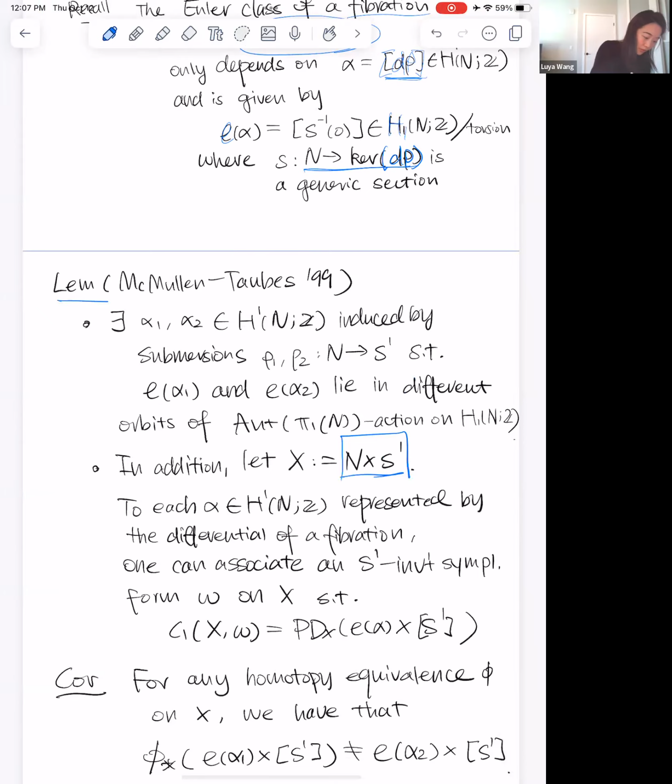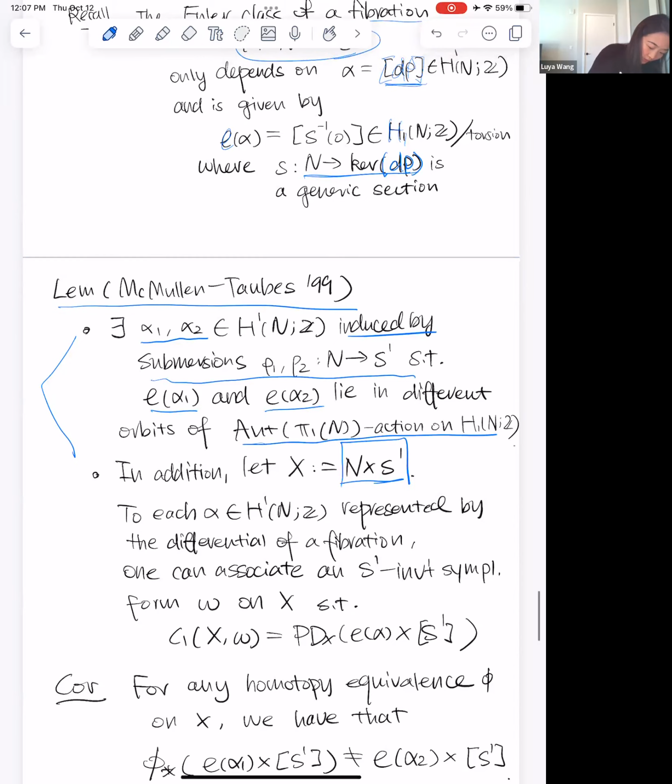So let me go through their lemma. These two theorems, well, lemmas, are embedded somewhere in their paper, but let me summarize them here. They prove that there exist alpha 1 and alpha 2 induced by submersions, such that E alpha 1 and E alpha 2 lie in different orbits of alt pi 1 on your first homology.